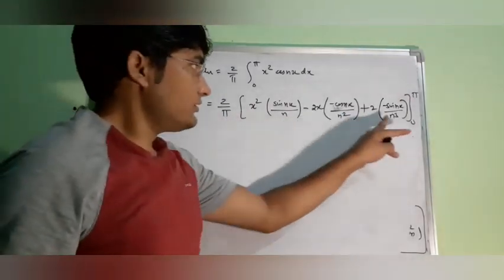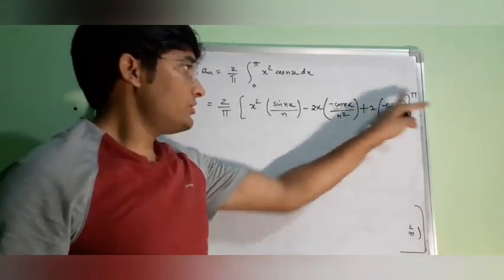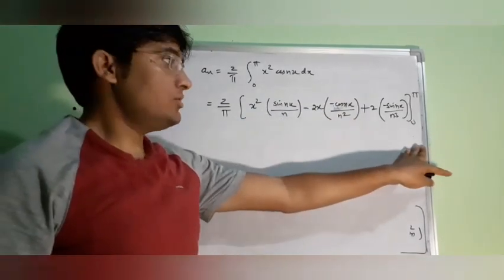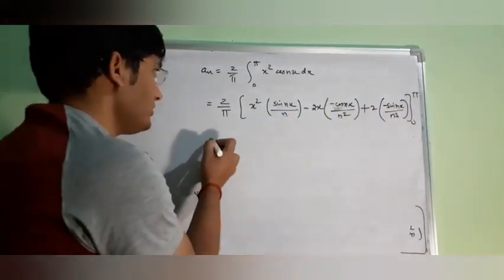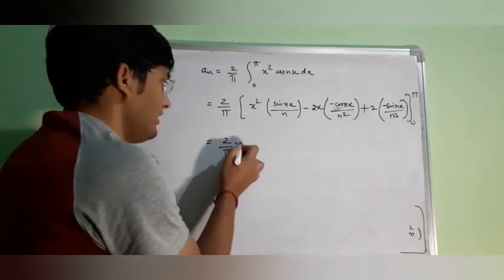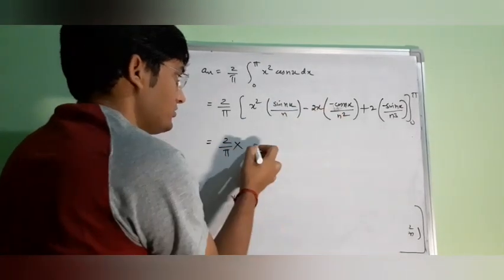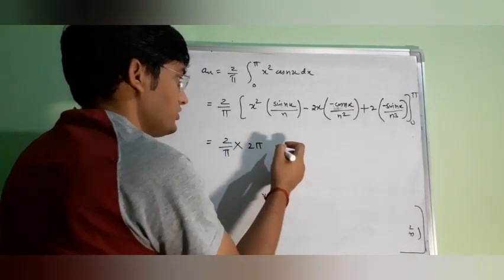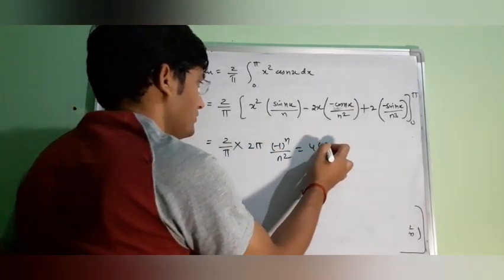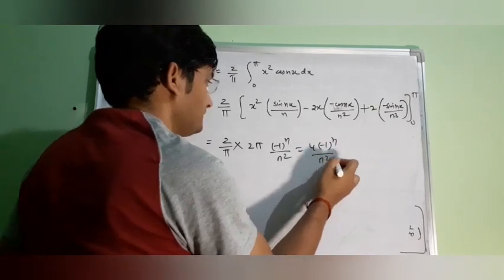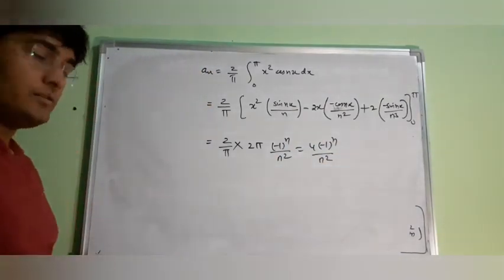Now the first and third terms will be 0, because sin n pi and sin 0 are 0. From the upper limit, this will be 2 upon pi, and minus minus is plus, so this will be 2 pi cos n pi, and cos n pi is (minus 1) to power n, so this will be 4 (minus 1) to power n upon n square. So this is our a_n.